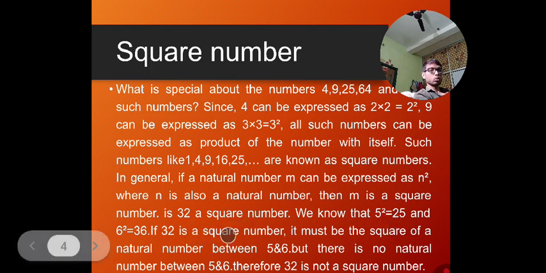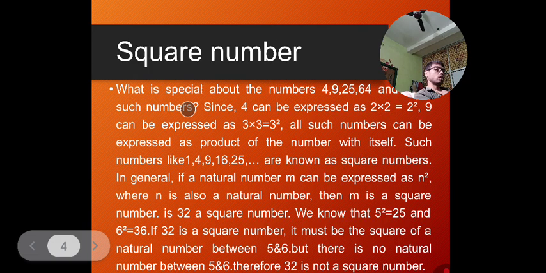Is 32 a square number? We know that 5 raised to power 2 is equal to 25, and 6 raised to power 2 is equal to 36. If 32 is a square number, it must be the square of a natural number between 5 and 6. But there is no natural number between 5 and 6. Therefore 32 is not a square number.